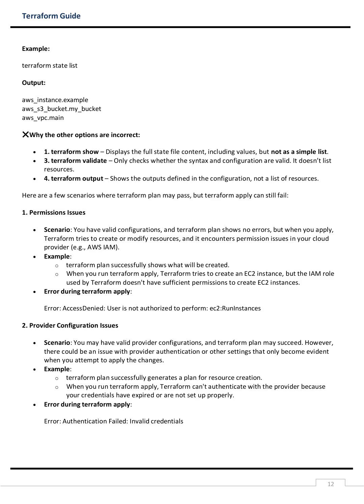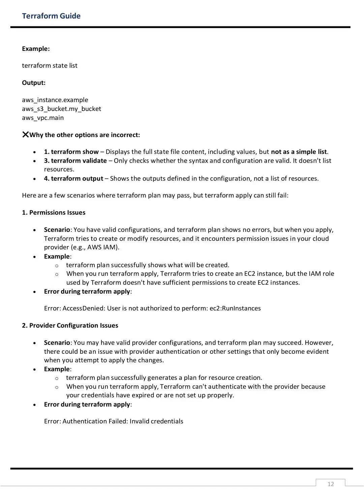Error during Terraform apply. Error: Access denied. User is not authorized to perform ec2:RunInstances. 2. Provider configuration issues. Scenario: You may have valid provider configurations, and Terraform plan may succeed. However, there could be an issue with provider authentication or other settings that only become evident when you attempt to apply the changes. Example: Terraform plan successfully generates a plan for resource creation.